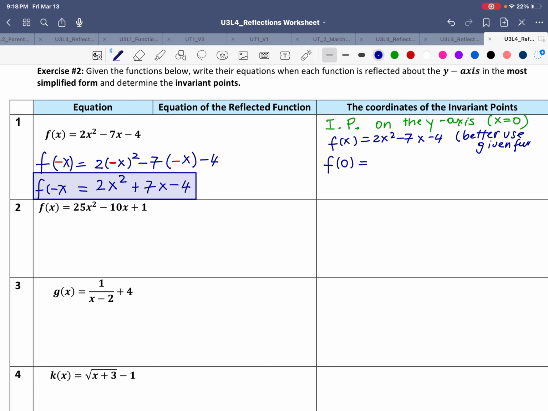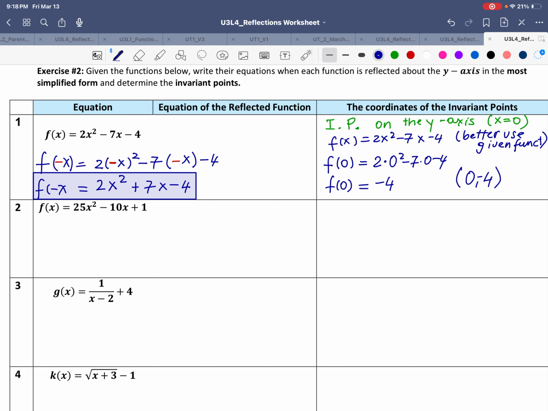All right. Then we'll have 2 times 0 squared minus 7 times 0 minus 4, which is a fairly easy evaluation to do even mentally. So we have negative 4. Now remember, if f of 0 is negative 4, it means that x equals 0, y equals negative 4. And that's exactly what makes the invariant point in our case.